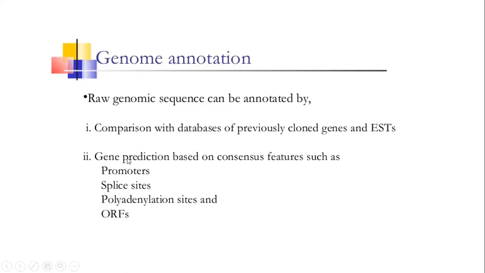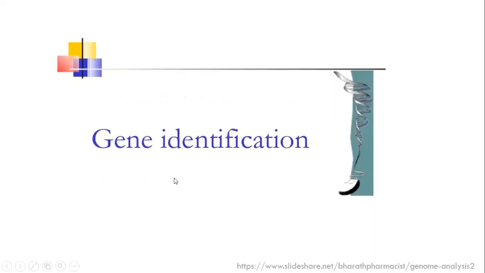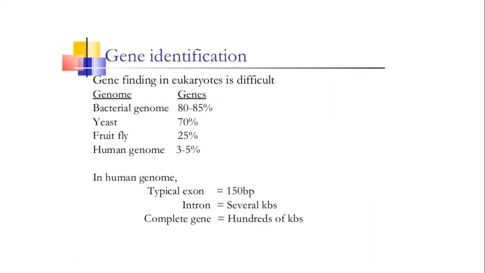You can annotate them accordingly, or you can go into gene prediction methods based on promoters, splice sites, polyadenylation, ORFs, or you can use software or algorithms. But that will be the class for the next half of the portion, gene identification.